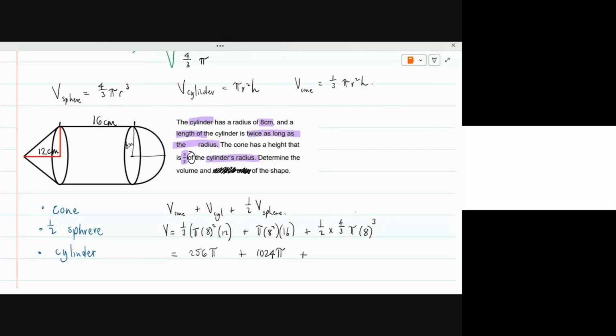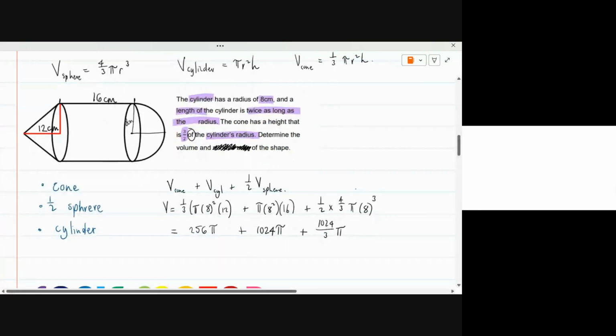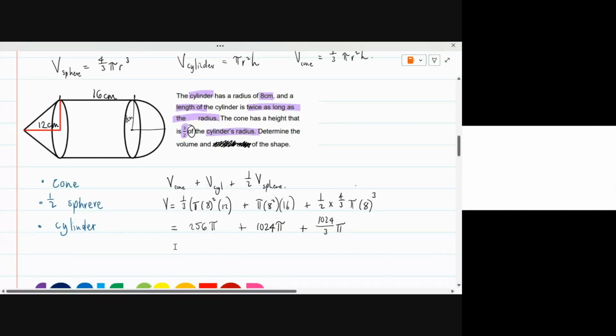4/6 times pi times 8 cubed times 8. Where is the cubed button? Cubed. Okay, and that gives us 1024/3 pi. And we can just take all of those and add them together.